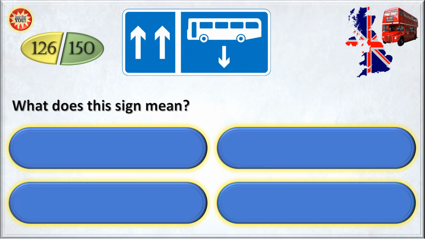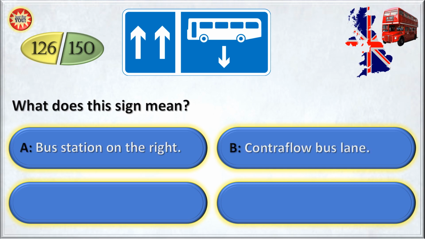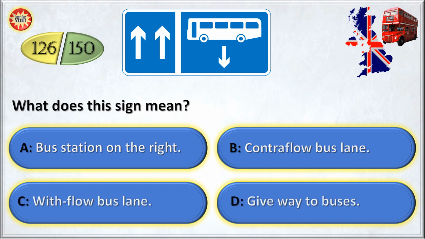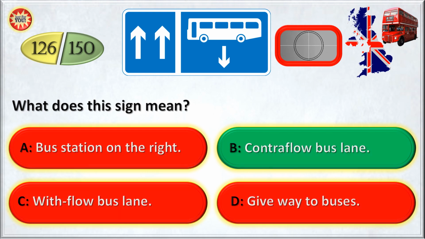What does this sign mean? Bus station on the right. Contraflow bus lane. With flow bus lane. Give way to buses. Contraflow bus lane.